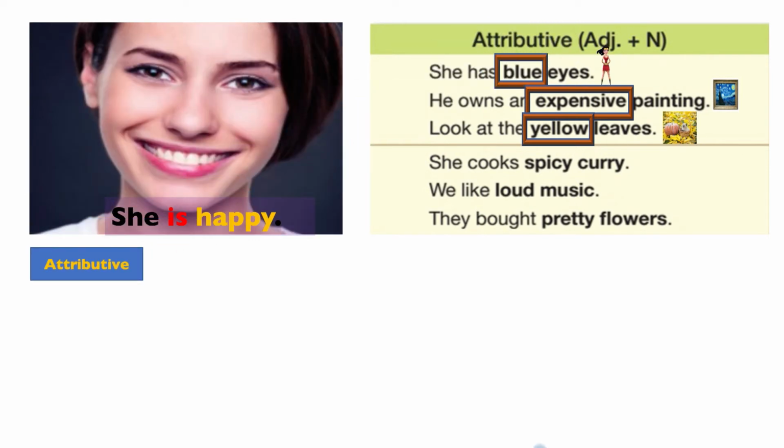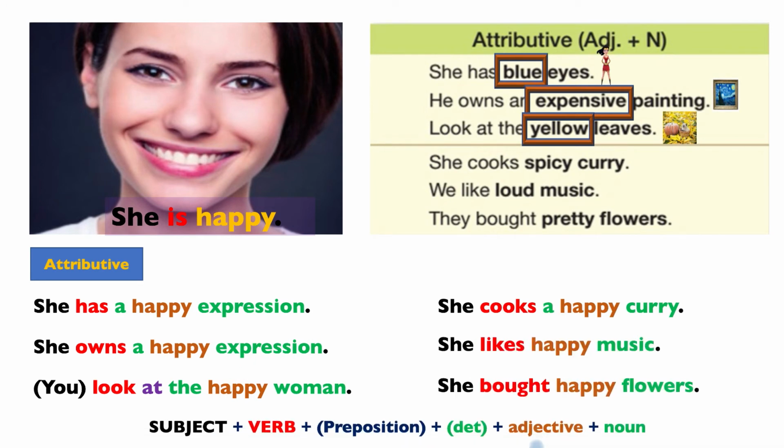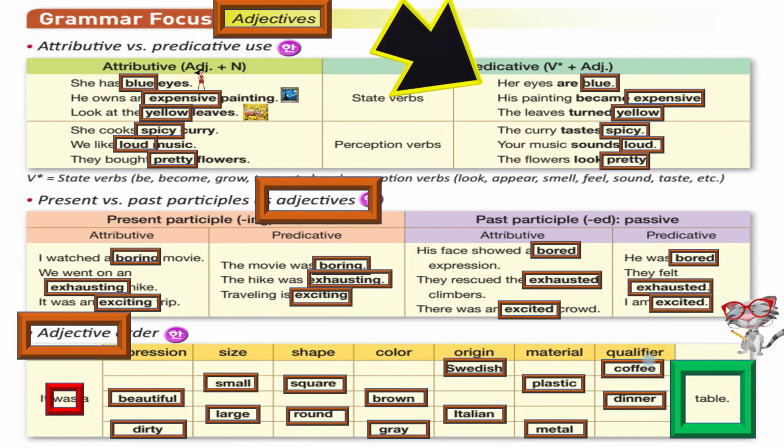So Yonghee, let's go with happy then. So she has happy eyes. And she owns a happy painting. And... Look at the happy woman. Yes. And then the same ones for the same pattern. She cooks a happy curry. She likes happy music, which is possible. And she bought happy flowers. Smiling flowers. Yes. Because she is happy. She's a happy person. She does happy things. I guess the happy flowers should be fresh and smiley.